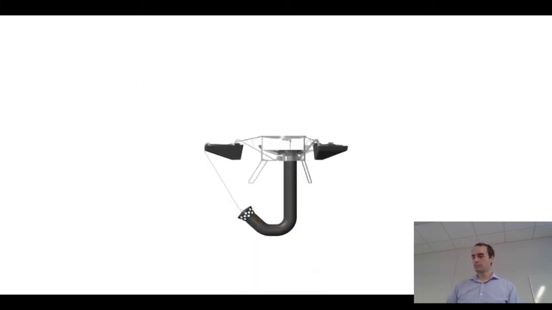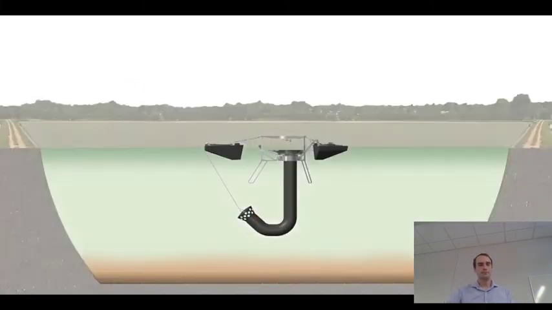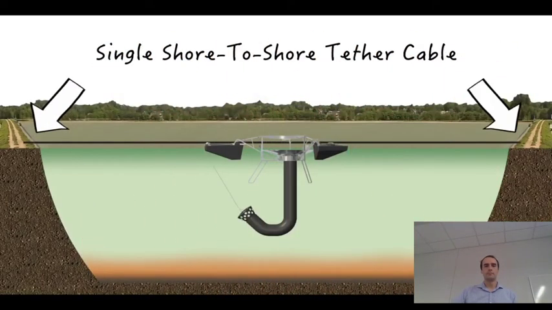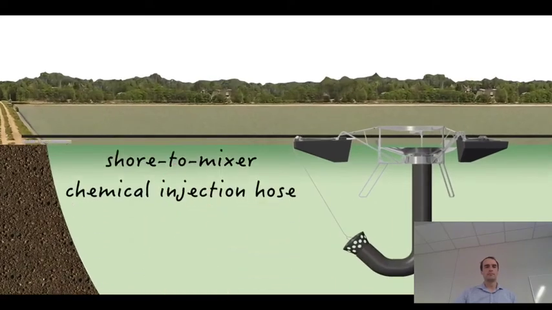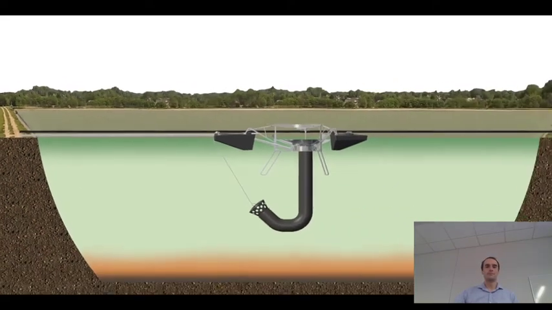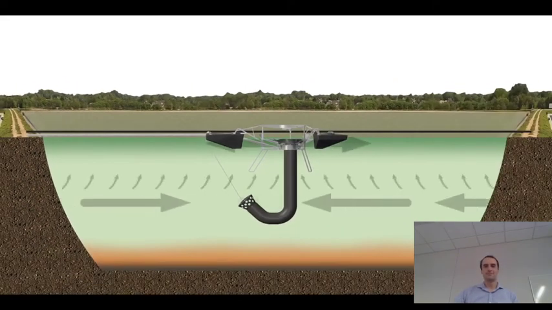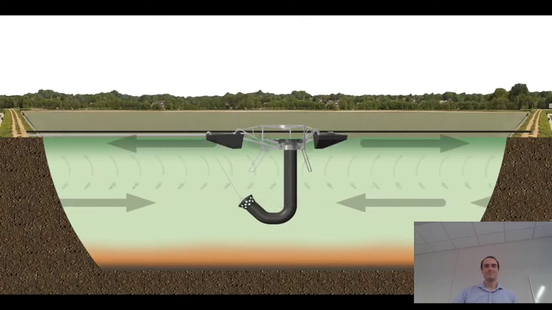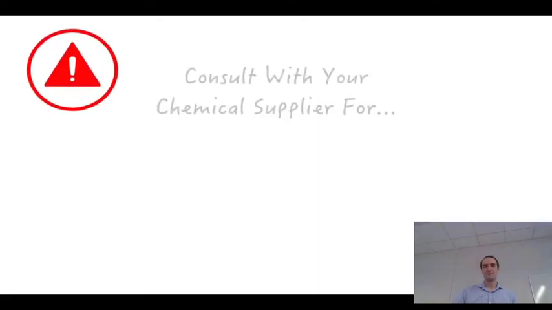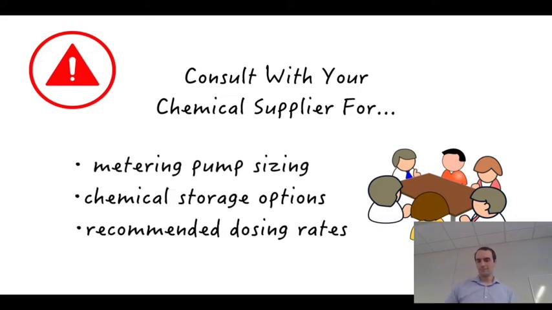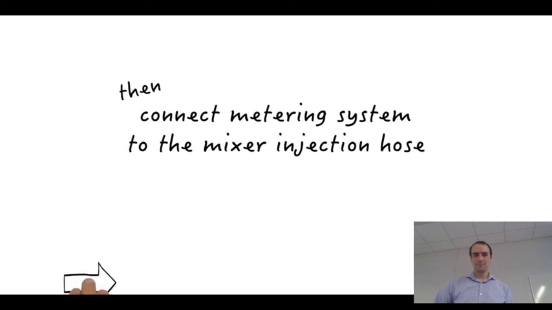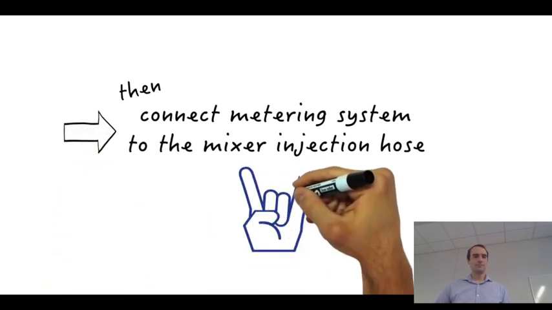And it all starts with a floating wastewater mixer. The mixer is anchored using a single shore-to-shore tethered cable which is able to span most lagoon dimensions. Once tethered, an injection hose is run from shore to the machine fastened along the tether cable, terminating just below the machine impeller. And just like that, Medora's floating wastewater mixer is now ready to receive and distribute the phosphorus precipitant of your choice. Consult with your chemical supplier for proper sizing of metering pumps, chemical storage, and dosing rates for your lagoon.